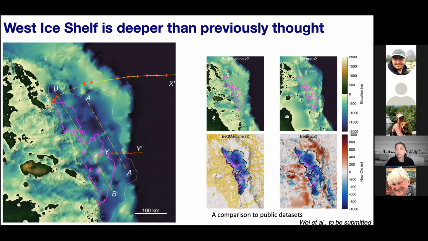So the inferred bathymetry for WEST is shown on the left. On the right is a comparison to the public data sets, which shows featureless bathymetry near WEST, as you can see from the top panel. The lower panel is a difference between the new and the old bathymetry from Batmachine and the Batmap 2. Blue here means deeper and red means shallow. So compared with this new bathymetry, West Shelf is overall deeper than previously thought.